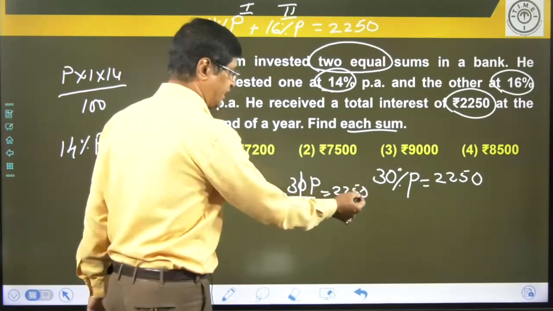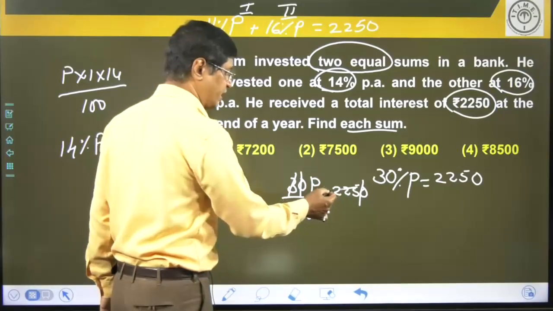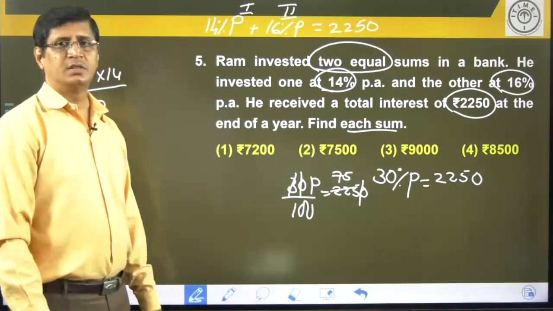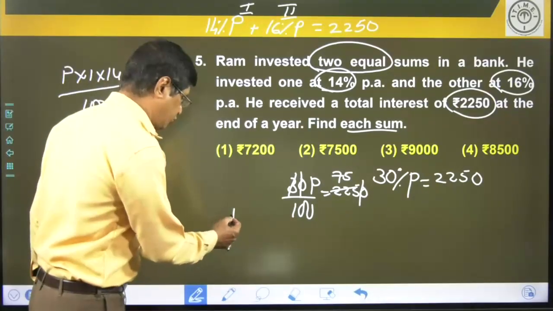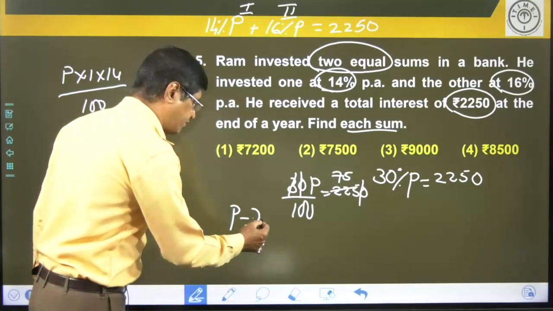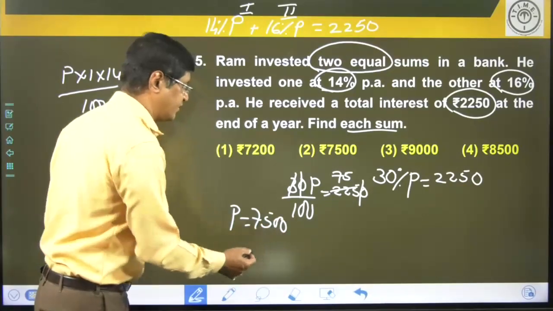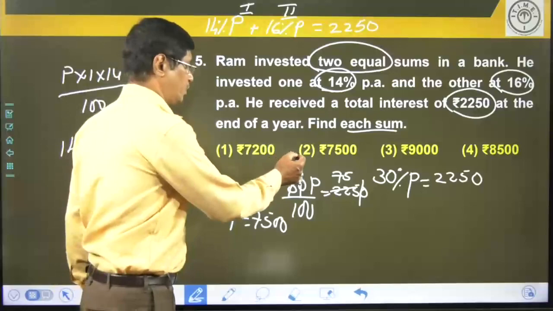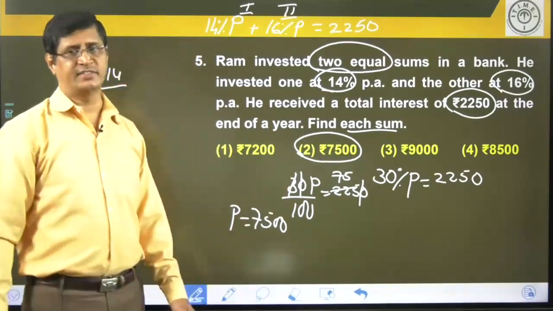Cancellation, 0 and 0 get cancelled. Now 3 goes exactly how many times? 75 times. The value of P is equal to 75 into 100, that is 7500. The right choice, option number 2. Second choice is the right answer.